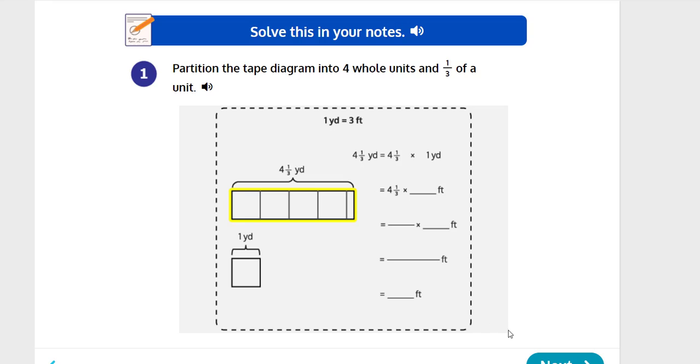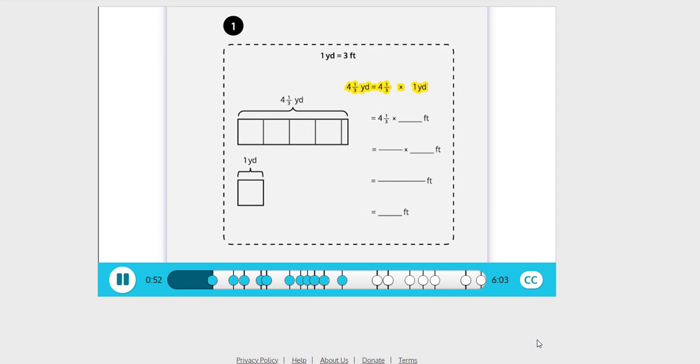So they've kind of done it for us. You need to do it in your notebook. You don't have to be accurate. This 1/3 doesn't have to be accurately 1/3 of a yard. It just represents 1/3 of a yard, okay? 4 1/3 yards is the same as 4 1/3 units of 1 yard.